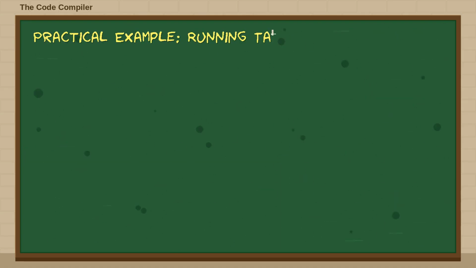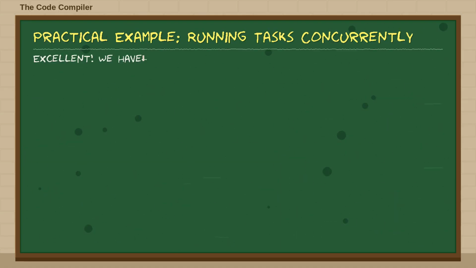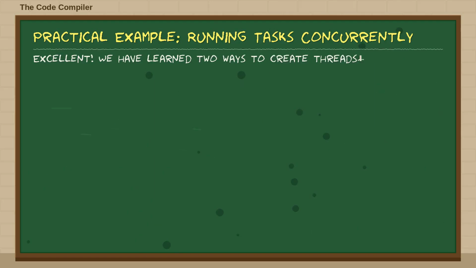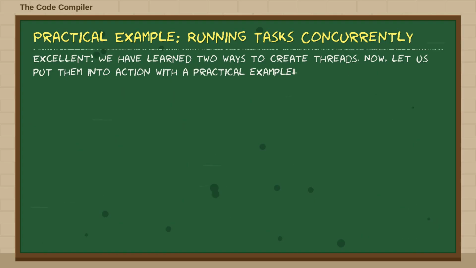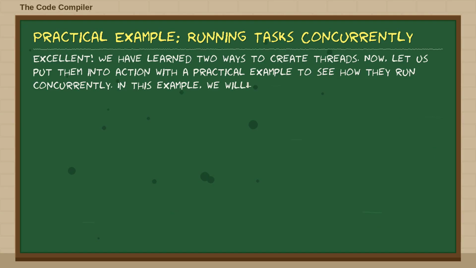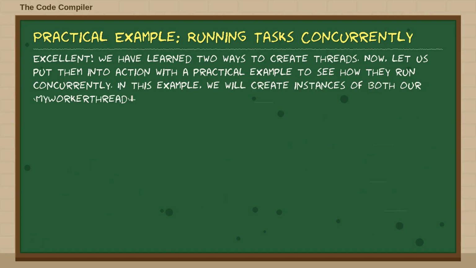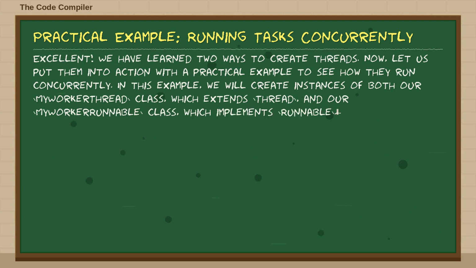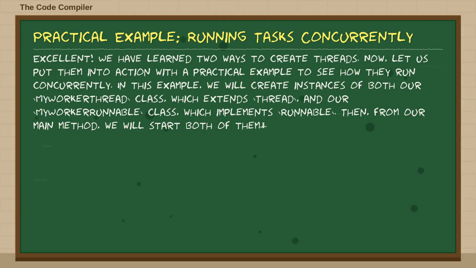Excellent. We have learned two ways to create threads. Now, let us put them into action with a practical example to see how they run concurrently. In this example, we will create instances of both our MyWorkerThread class, which extends Thread, and our MyWorkerRunnable class, which implements Runnable. Then, from our main method, we will start both of them.